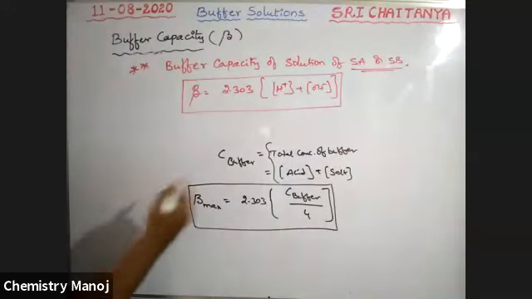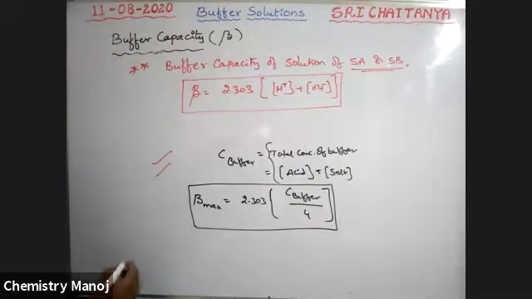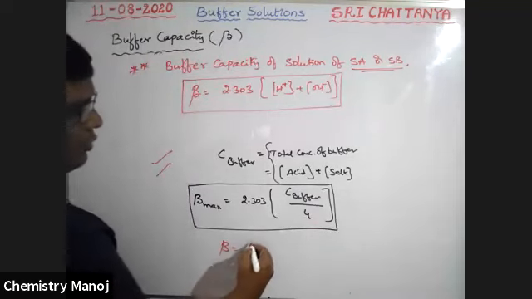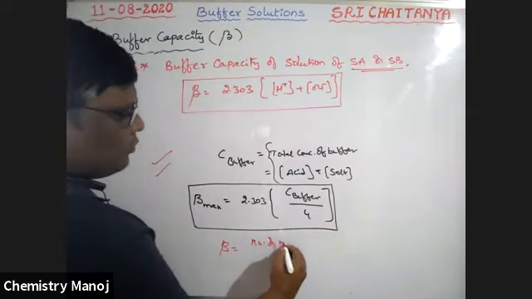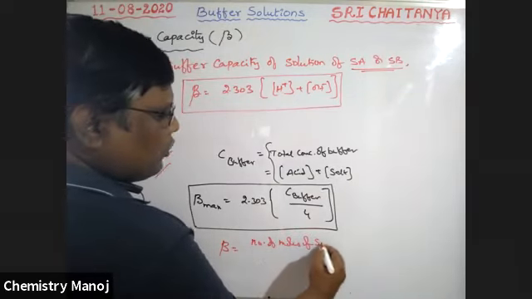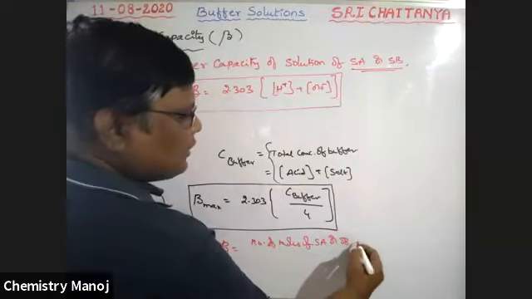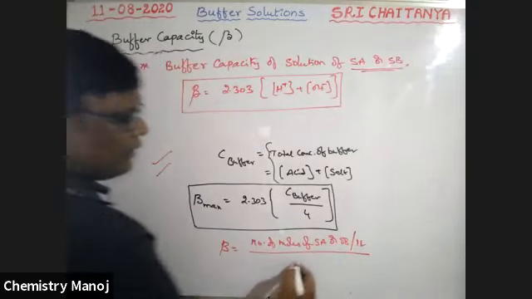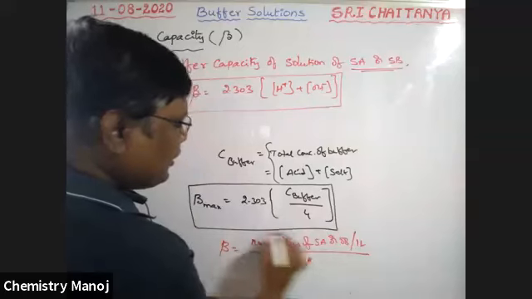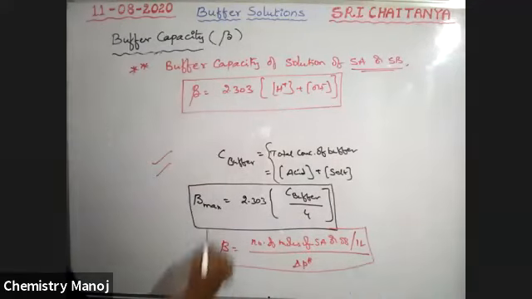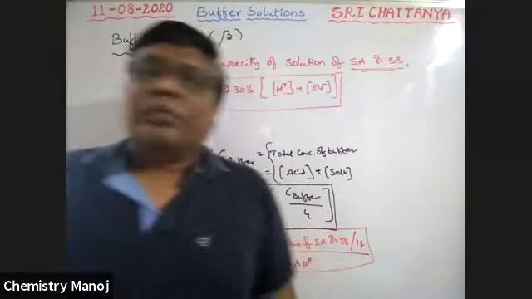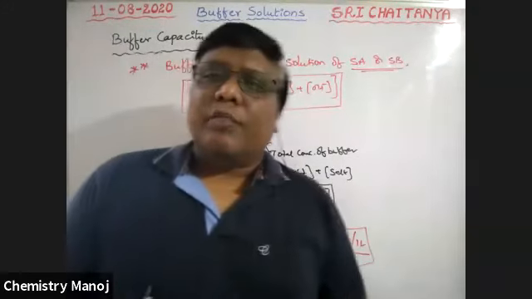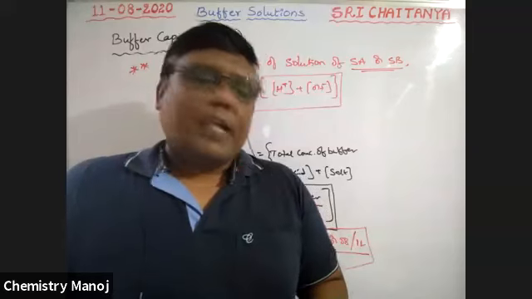For all other buffer solutions, these are the formulae. The general buffer, general case is beta is equal to number of moles of strong acid or strong base per 1 liter solution by change in pH. It is general formula. These are the important formulae required to find out the buffer capacity of the solution.